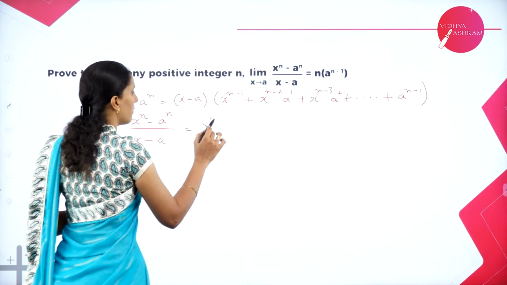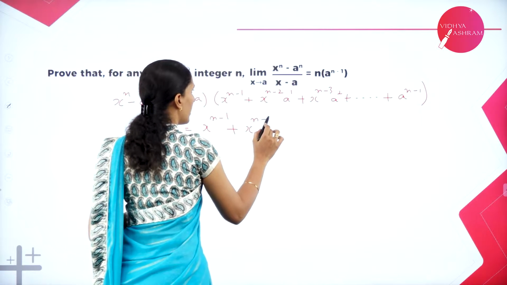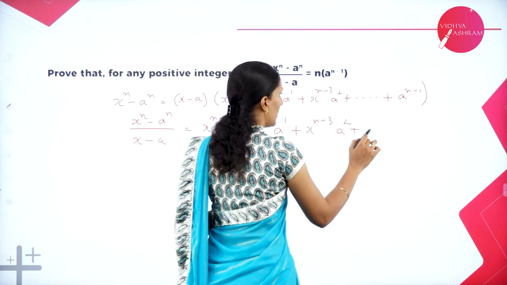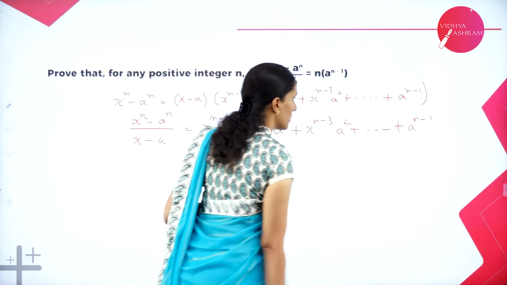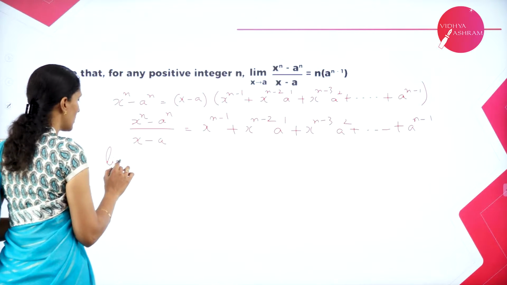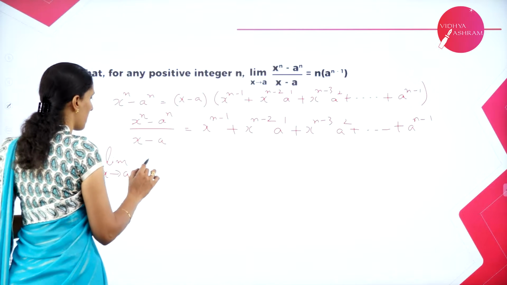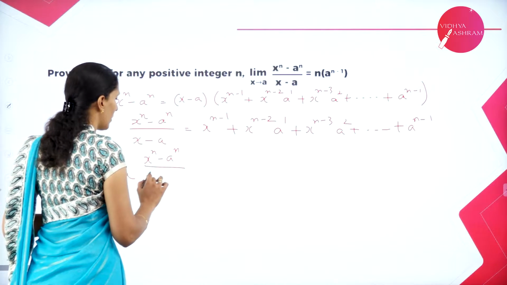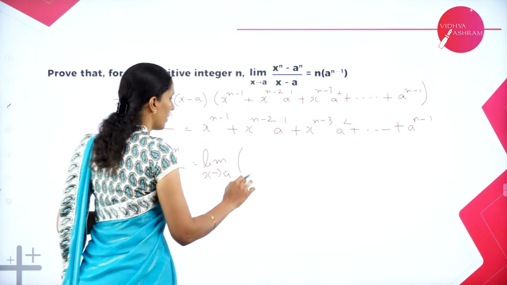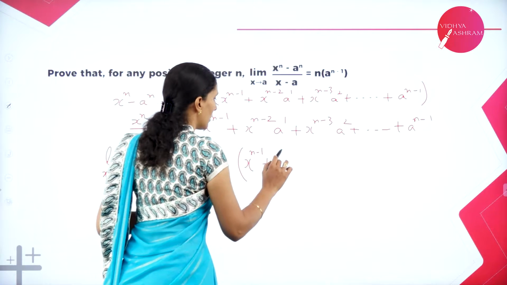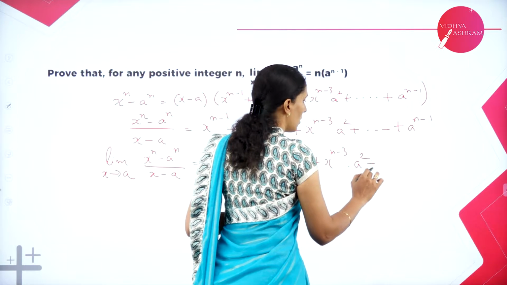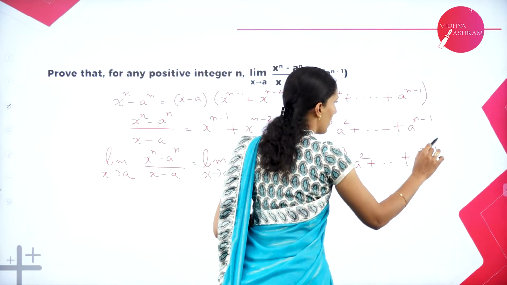Then this becomes x power n minus 1 plus x power n minus 2 a power 1 plus x power n minus 3 a square plus etc. plus a power n minus 1. Now apply the limit as x tends to a both sides. So limit as x tends to a, x power n minus a power n divided by x minus a is equal to limit as x tends to a, x to the power n minus 1, x to the power n minus 2 a, x to the power n minus 3 a square plus etc. plus a to the power n minus 1.